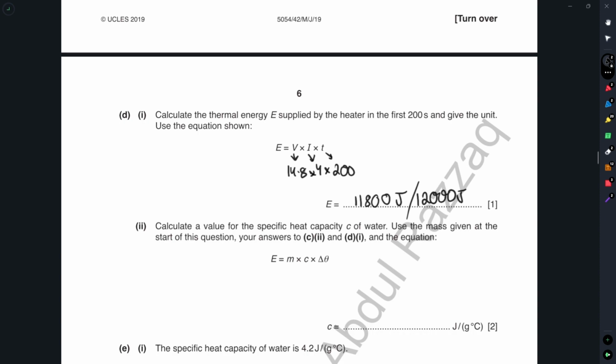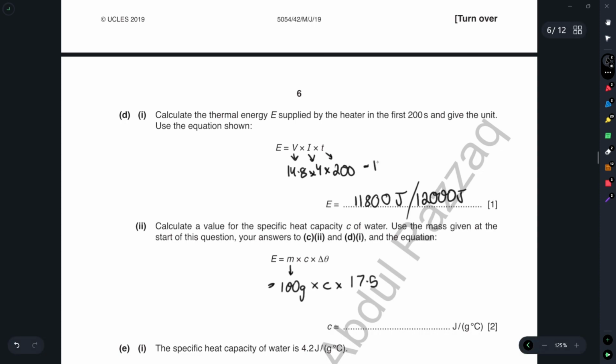All right. Then we have calculate the value for the specific heat capacity of water. Use the mass given at the start of this question. We mark the mass, which was 100 grams. C is what we want to figure out. Delta T, we already figured out, was 17.5. That would be equal to the energy given to the water, which we figured out to be 11,800 or 12,000. But you're not going to use either value.